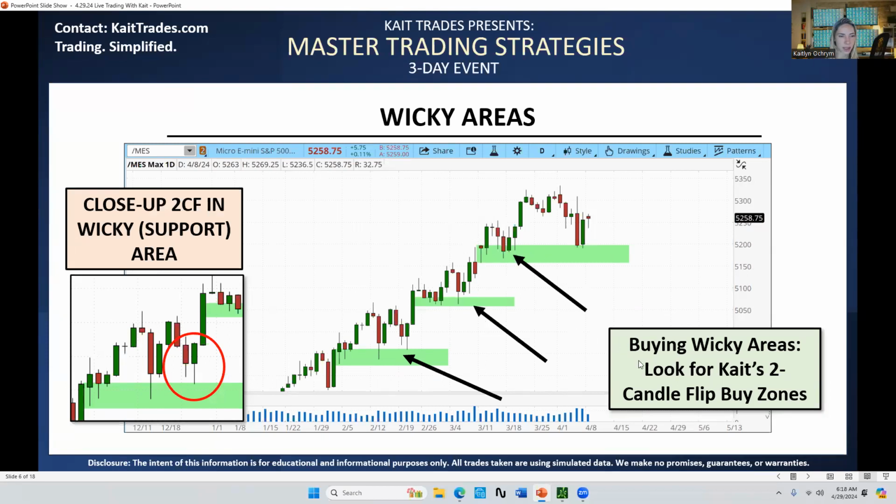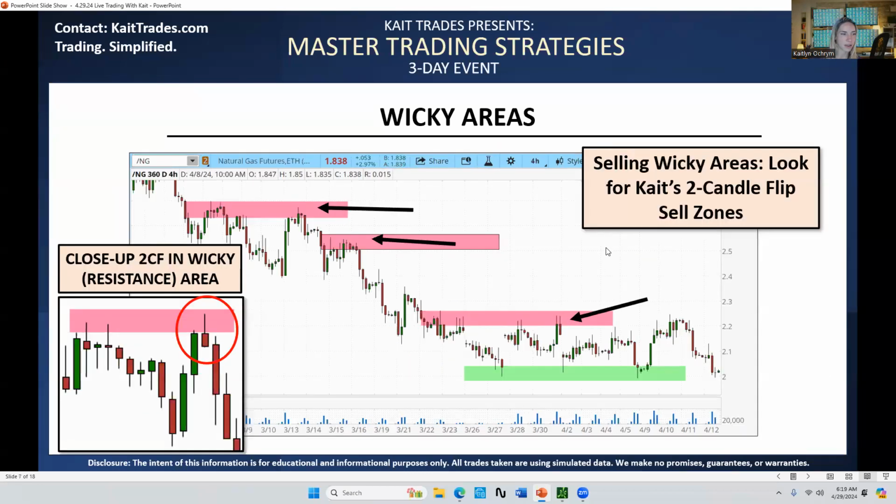Here's a little bit more of a close-up. Buying wicky areas, look for the 2-candle flip buy zones. So again, if you see those wicky areas, you see price come down into it and form a 2-candle flip in a wicky area, that's the odds enhancer you want to look for to gauge the next momentum move to the upside. Same thing on the top side. Here we dropped it down to a 4-hour. If you see the wicky areas on the top side, you look for your 2-candle flip, and that gives you the indication to look for short trades.